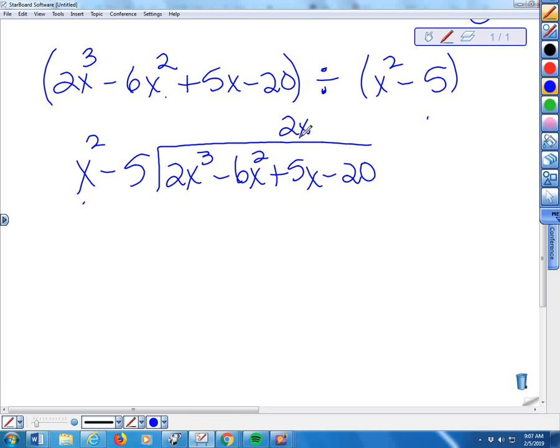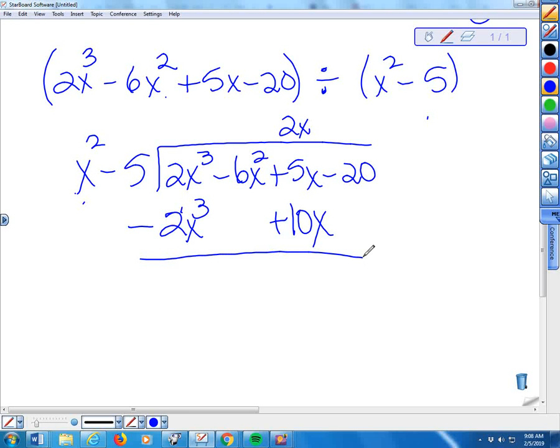Oh, we're not going to go into 2x cubed? No, she did that because it's singular. This times this is 2x cubed. So now I'm going to multiply what I just wrote times both terms. So this becomes 2x cubed. 2x times negative 5 is negative 10x. I need to line them up with the same exponent. Flip the signs.